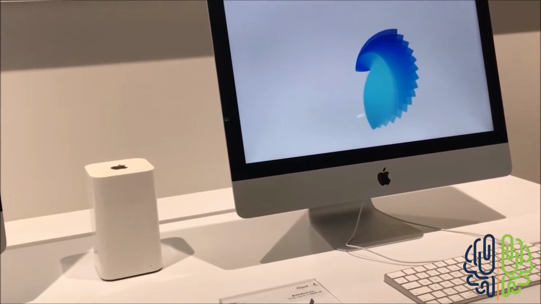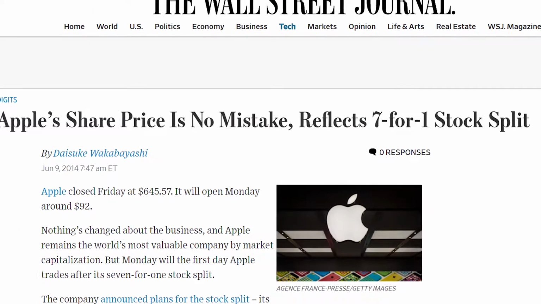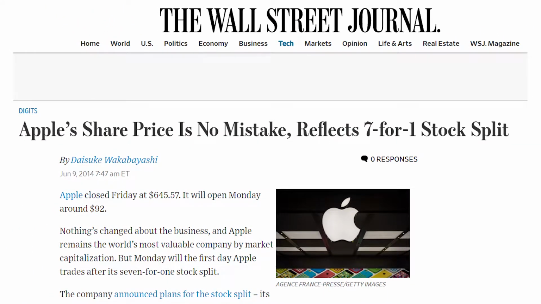Let's go through a real-world example to understand this a little bit better. In 2014, Apple stock was trading around $650 per share, which is quite expensive for a stock. And just for context, most company stocks trade somewhere between $30 and $100 per share. To bring down their stock price without actually losing any value, Apple performed a 7-for-1 forward stock split.